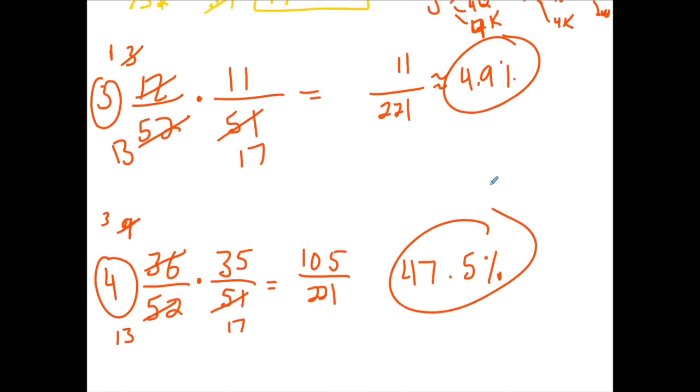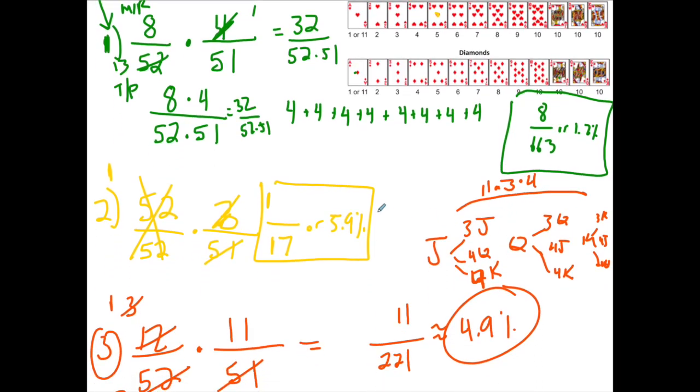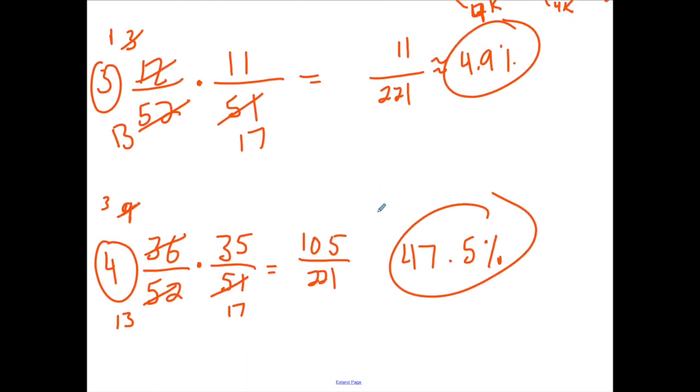So hopefully you're able to get this one right. Congratulations if so. The first one is 8 over 663, or 1.2%. The first is 1 over 17, or 5.9%. The third is 11 over 21, or 4.9%. And the last is 105 over 221, or 47.5%.